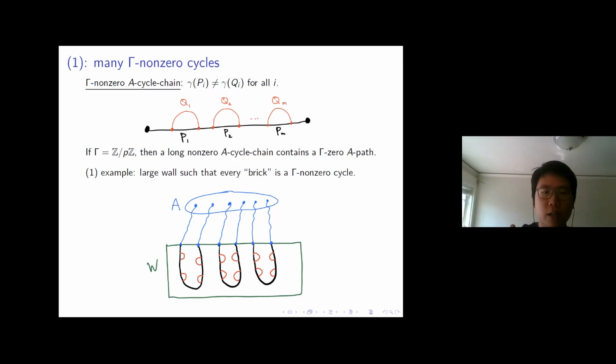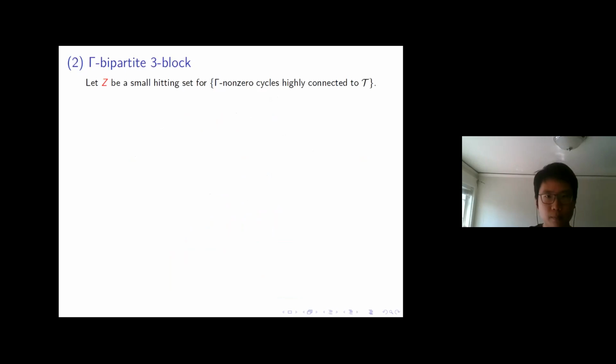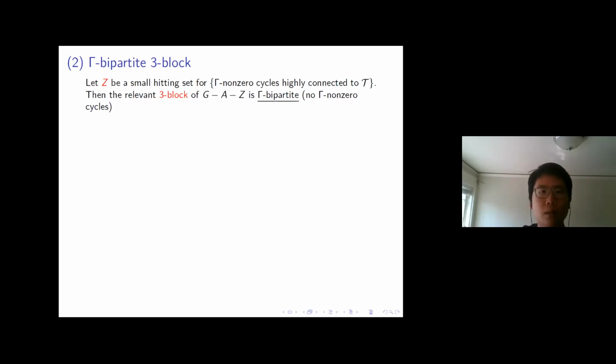So what happens if we don't get many non-zero cycles? Then there's a small hitting set for the non-zero cycles that are highly connected to the tangle. Let Z be some small hitting set. The structure that we get is that after we delete Z, there is no non-zero cycle that's highly connected to the tangle. This is what we define as gamma bipartite. It just means there are no non-zero cycles. But we don't get that in the entire graph. We just get that the part that's highly connected to the tangle doesn't have a non-zero cycle.